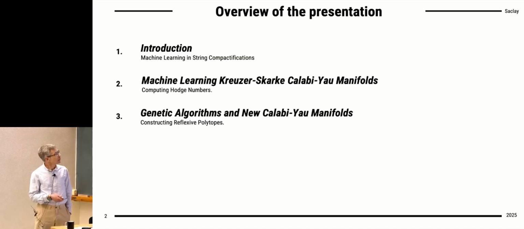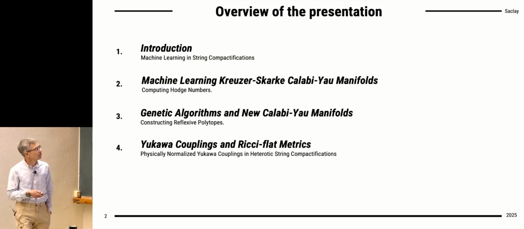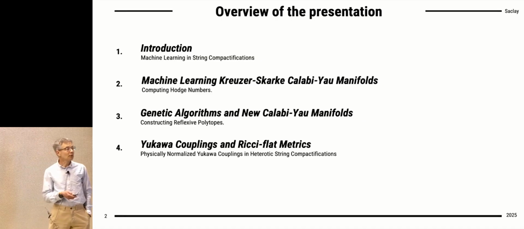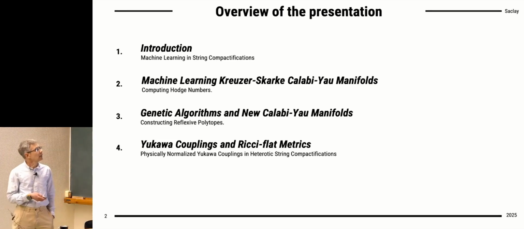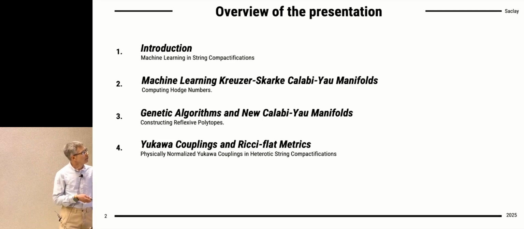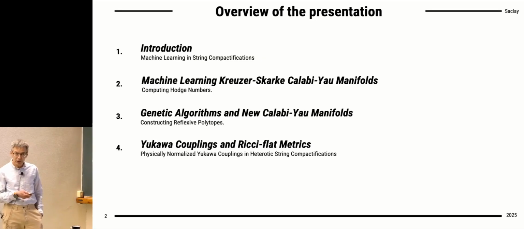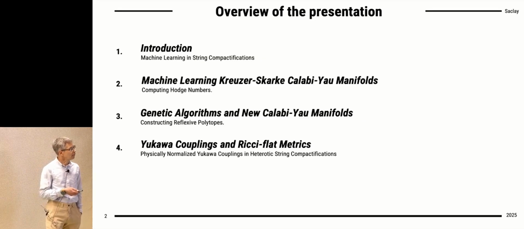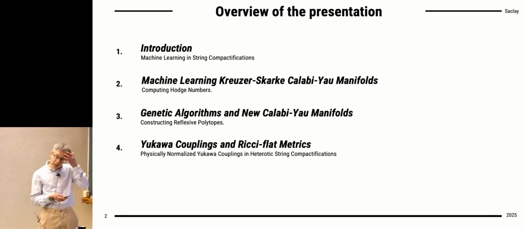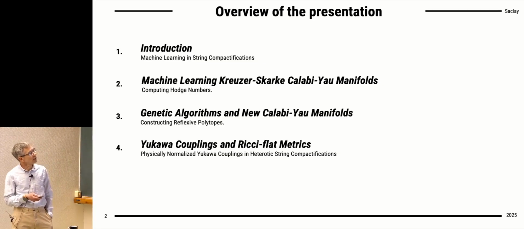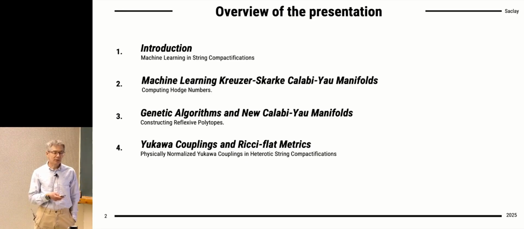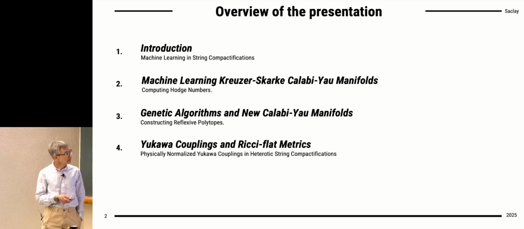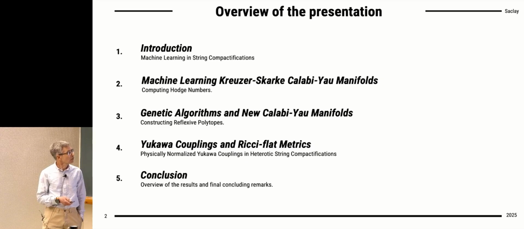compactifications to 4 dimensions. And then the second half of the talk is focused on Yukawa couplings and the calculation in particular of Ricci flat metrics, which has been a field that's gotten a lot of attention in the last 5+ years, and how we and others as well use the metric on the Calabi-Yau to then normalize the Yukawa couplings in heterotic string compactification. And then I'll just finish with some concluding remarks.